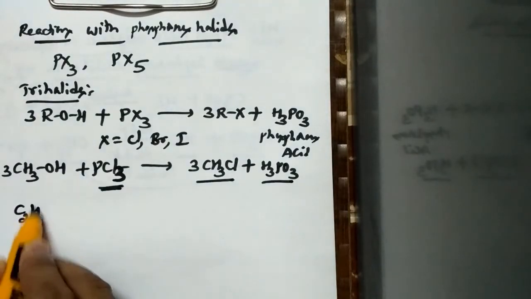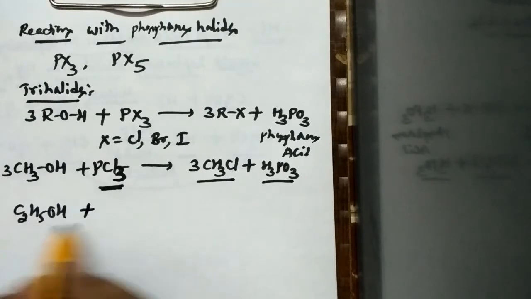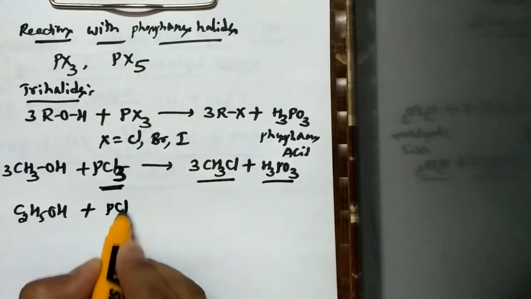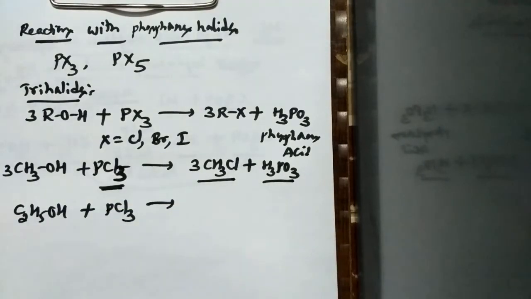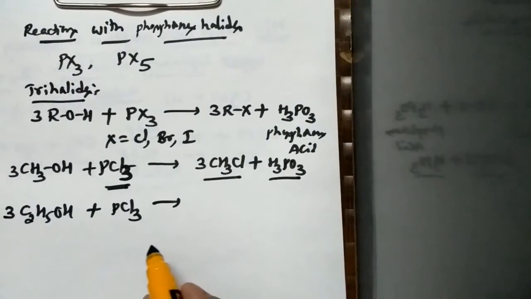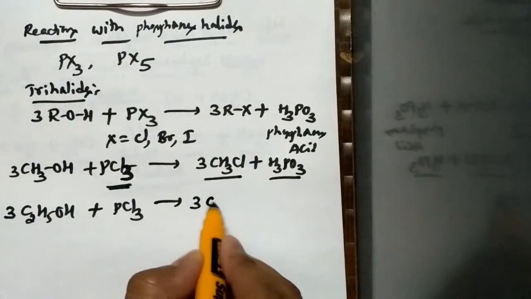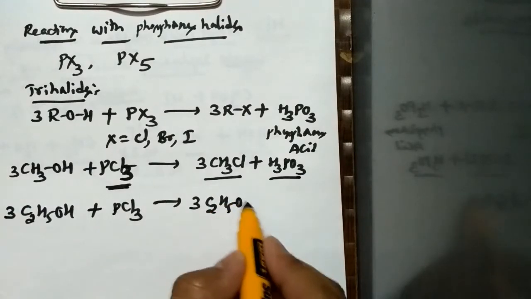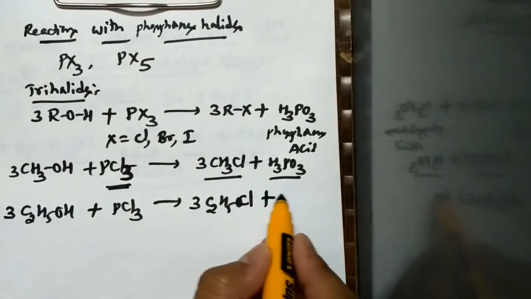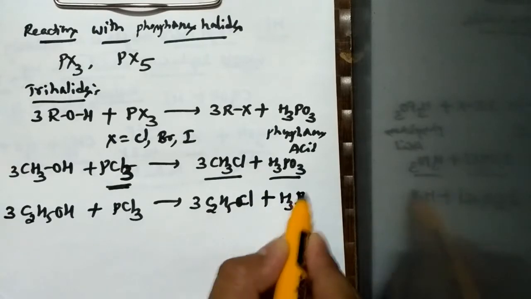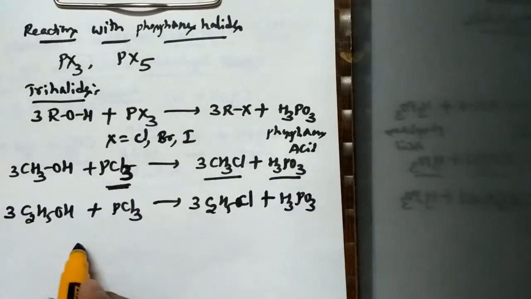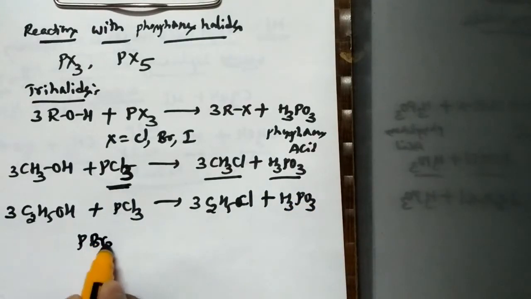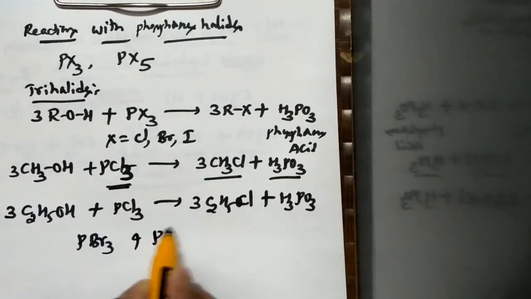Suppose I continue the same reaction with another alcohol, that is C2H5OH, upon reaction with PCl3, 3 chlorine atoms will combine with 3 moles of alcohol, which will give rise to 3 moles of C2H5Cl along with the formation of H3PO3. In the same way, the reaction of PBr3 as well as PI3 also takes place.